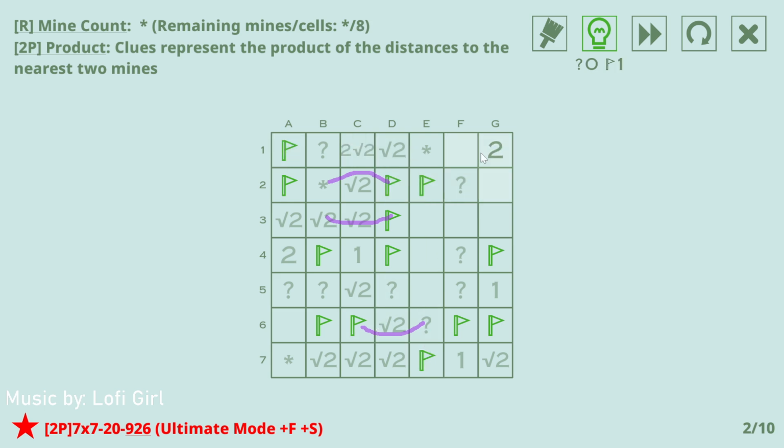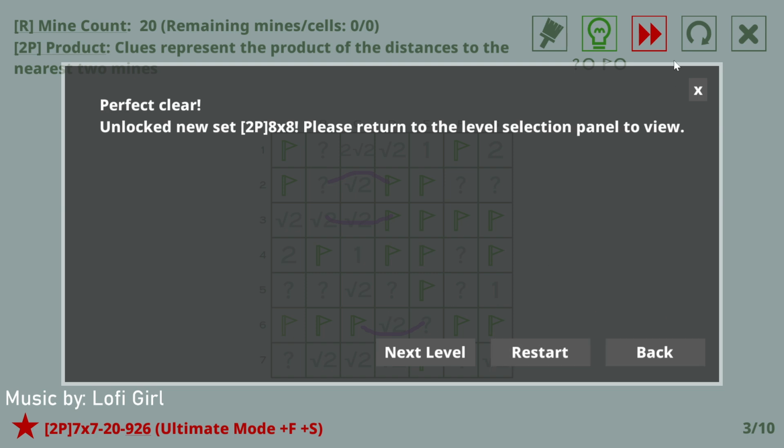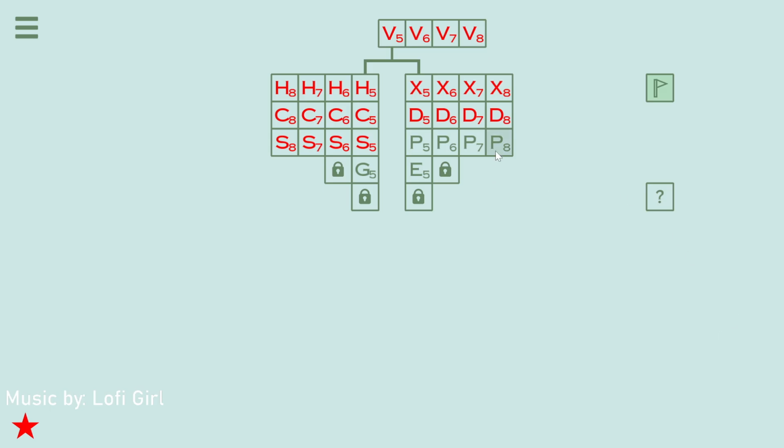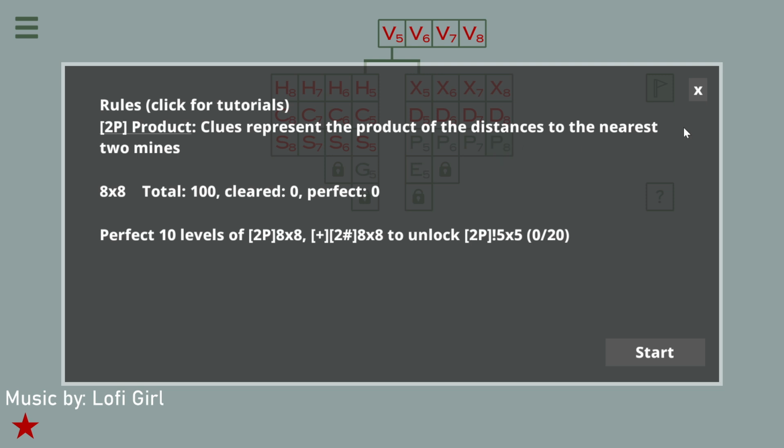One mine to be found. It's probably from here. Yeah, it's this one. Alright, there you go. This is so dumb, honestly, but sure. Okay.